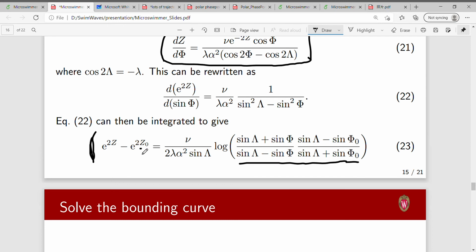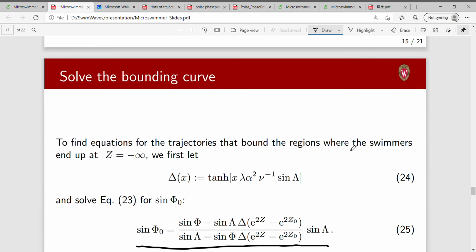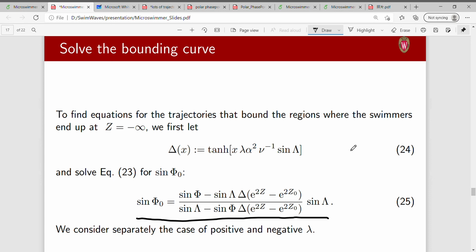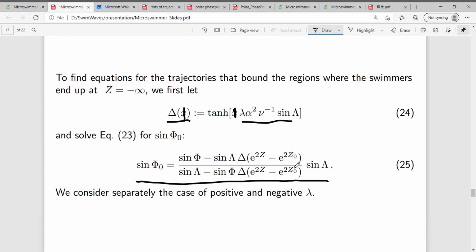This z0 is the initial depth, and this v0 is the initial orientation of the microswimmer. To solve it, it's a long expression, but we do some simplification. We define an operator delta x of x. So if x is 1, then delta 1 equals tanh of 1 times these things. Now we have this expression.